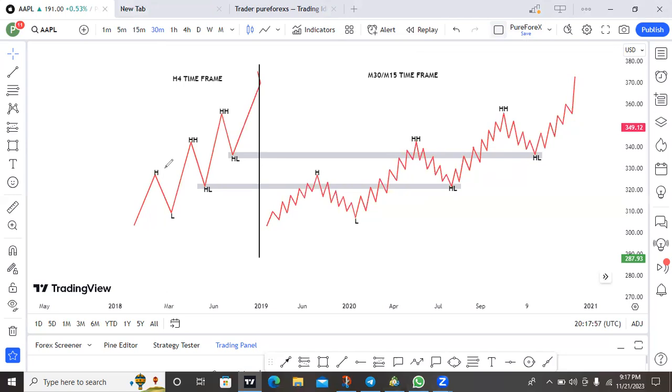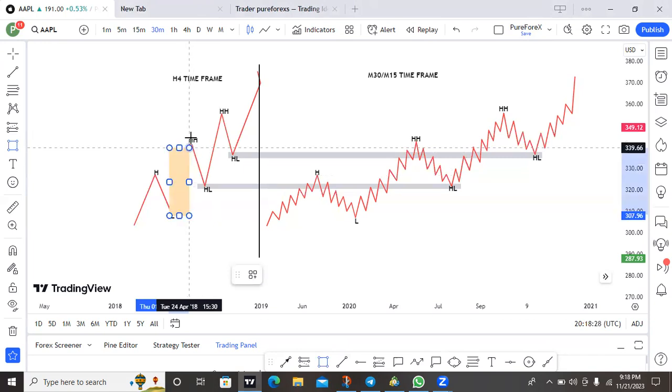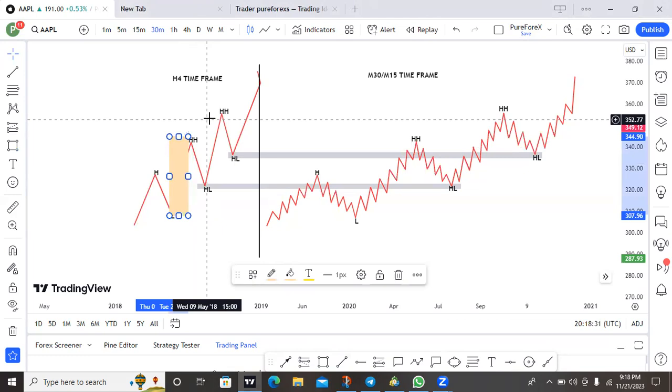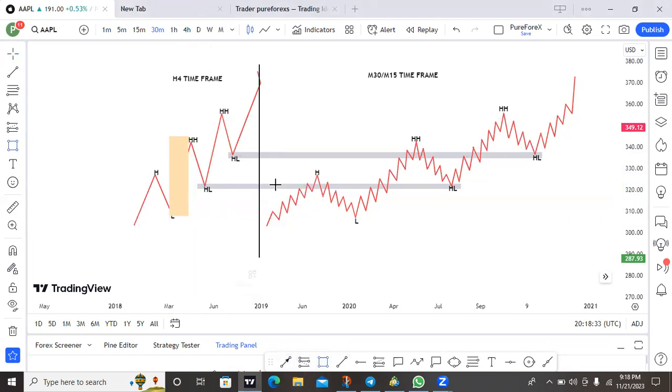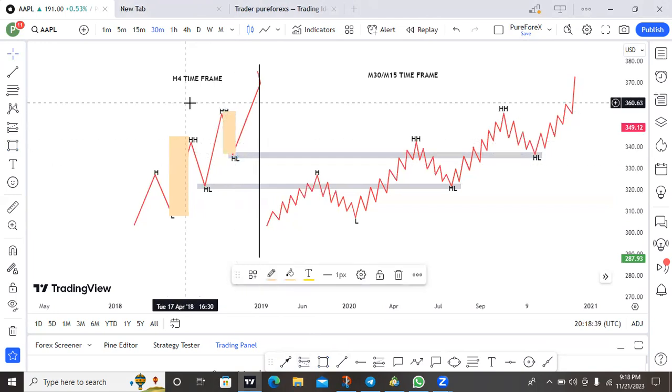So this is a high, impulse, correction, impulse, correction, impulse. Right now, all I want you to know is that you see this impulsive move. Let's mark it. This impulsive move, and also this corrective move or retracement. I want you to observe something on the H4 time frame.